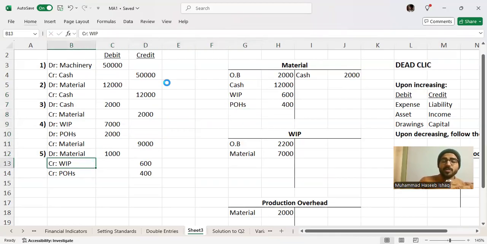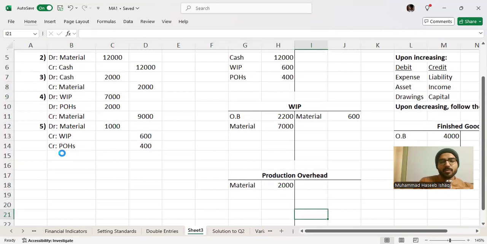So now let's post this entry to the work in progress account. The work in progress account is being credited, meaning that we are going to use the right side of it. By what amount? $600, and we have to write the name of the opposite account that is being debited now. So that is the material account. So we'll just write material here.